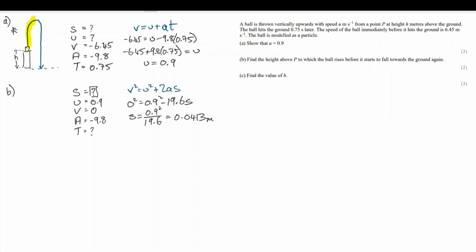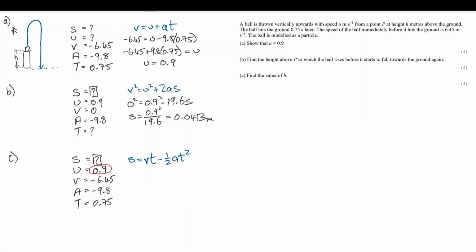Okay, part C of the question asks us to find the value of h. To find h, we're going to revisit the original variables or the original journey, which is the entire journey to the ground. We're looking for the displacement. So an unknown s, initial velocity we now know, 0.9. Final velocity we also know, negative 6.45, negative 9.8 for the acceleration, and 0.75 for the time of flight.